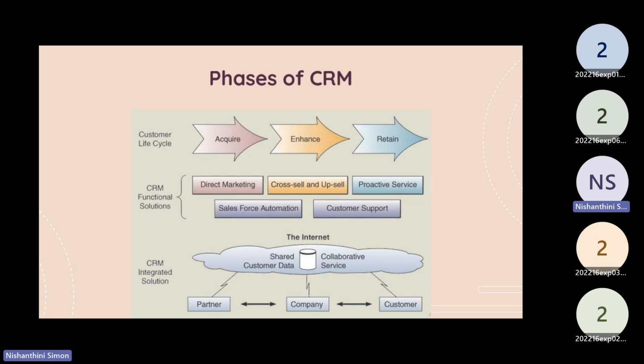And in order to retain them, yes, we have to go with proactive services. To do these functions, maybe we can go with Salesforce automation or the needful customer support we have to provide. So all these CRM functions, in order to carry on, what we are doing is getting the needful information from our CRM database, or from our customer relationship management system.